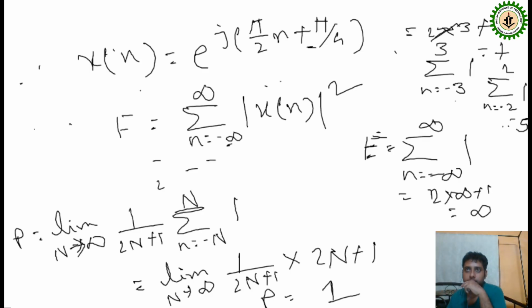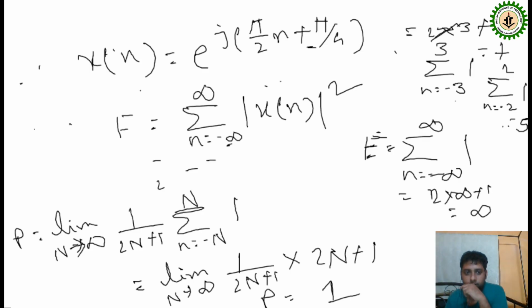Now for signals that do not satisfy this, suppose for some signal energy is infinite and power is also infinite, then that signal is said to be neither an energy nor a power signal.